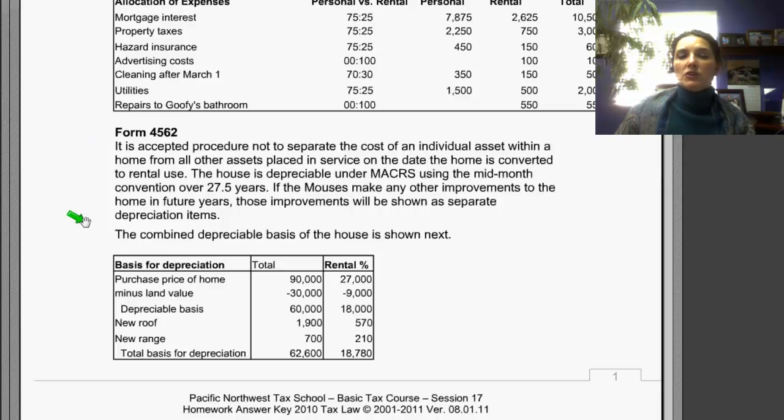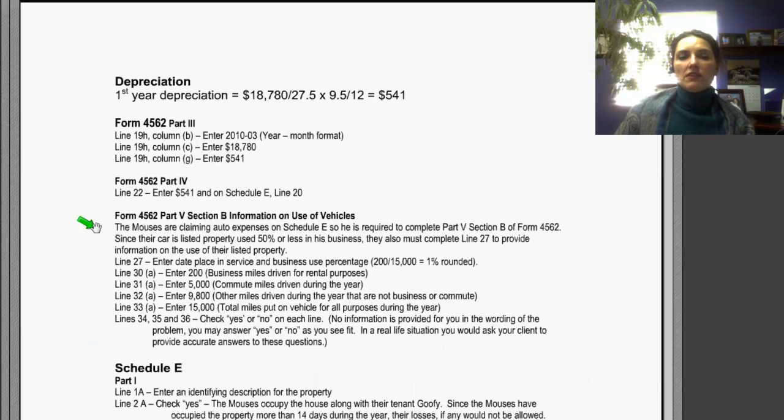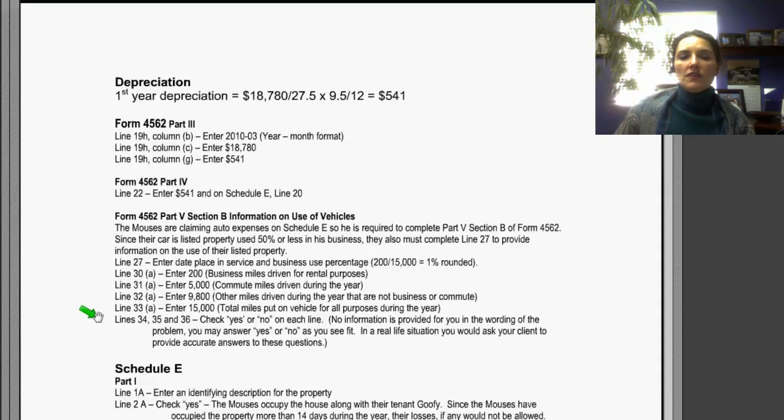The combined depreciable basis of the home is shown next, and we already explained that the purchase price of the home was $90,000. We subtract out the land value of $30,000 to get a depreciable basis of $60,000, but then we add in the cost of the new roof to get a total basis for depreciation of $62,600. Also, the Mouses are claiming auto expenses on Schedule E, so Mickey is required to complete Part 5, Section B of Form 4562. And since their car is listed property used 50% or less in his business, they must also complete Line 27 to provide information on the use of their listed property. And of course, we have to answer all the automobile questions.